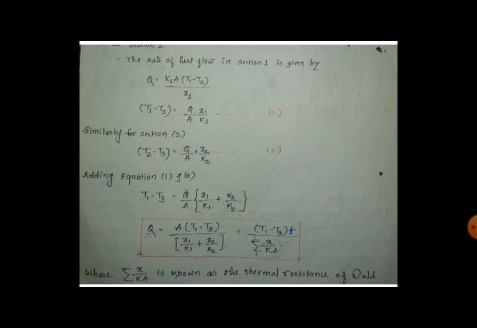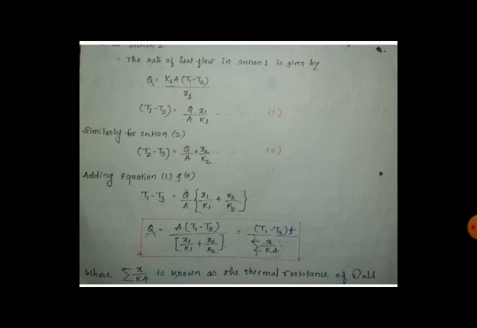So I will arrange the equation. I will get T1 minus T2 equal to Q by A into X1 by K1. I will name this equation number 1. Similarly, you apply the Fourier law for the second section. There you will get T2 minus T3 equal to Q by A into X2 by K2.